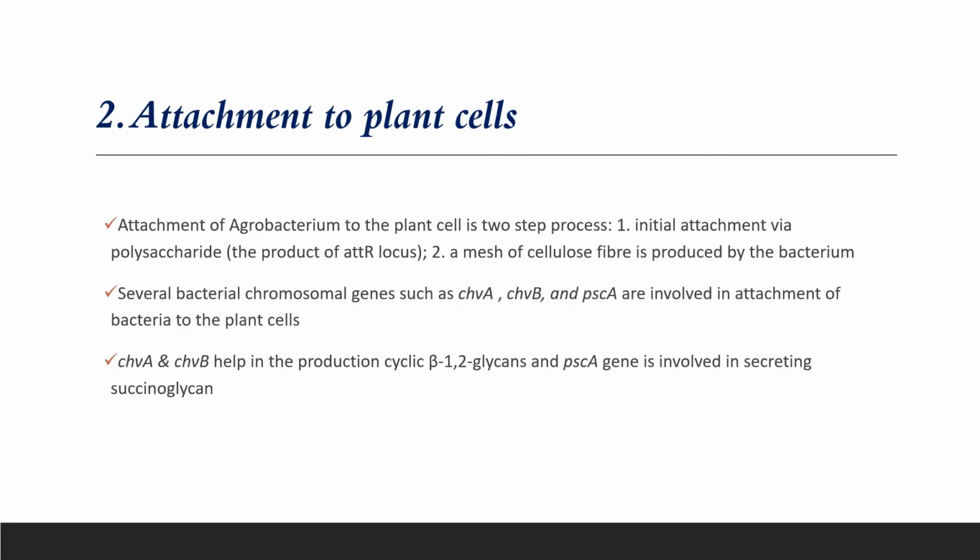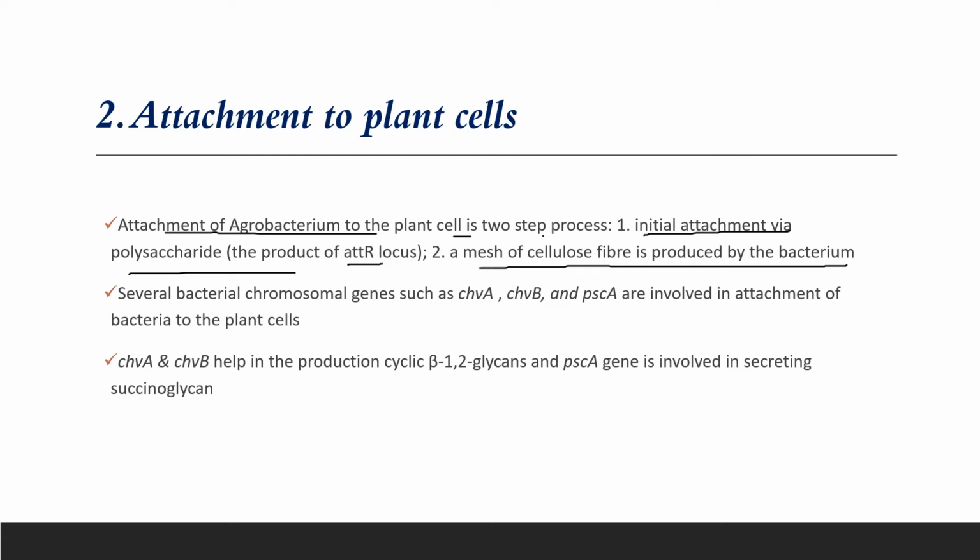Talking about the second step, which is the attachment to the plant cells. The attachment of agrobacterium to the plant cell is of 2 steps. As you can see, the first is the initial attachment via polysaccharide, and the second is a mesh of cellulose fiber produced by the bacterium. The first is the initial attachment of the agrobacterium via the polysaccharide, or the product of the attR locus, which I'll be explaining in the coming videos, and the second is a mesh of cellulose fiber produced by the agrobacterium.